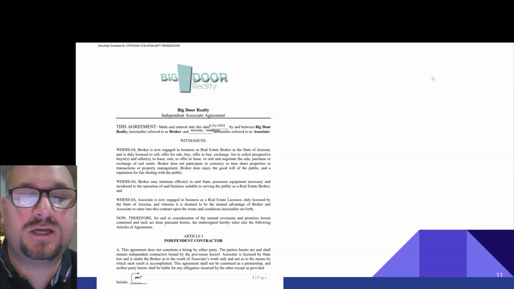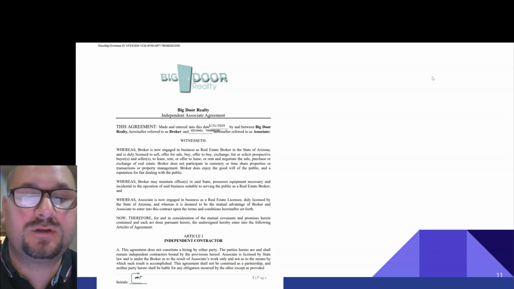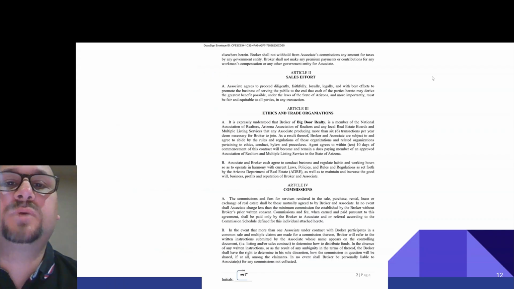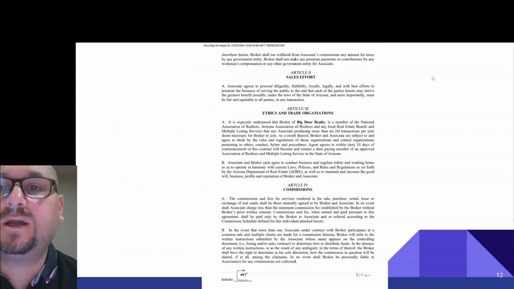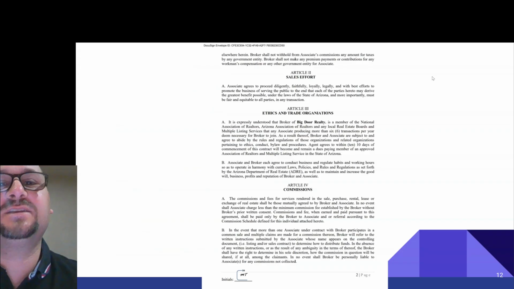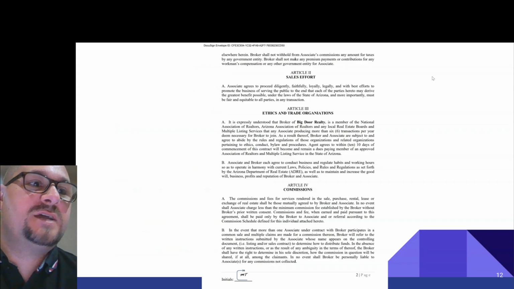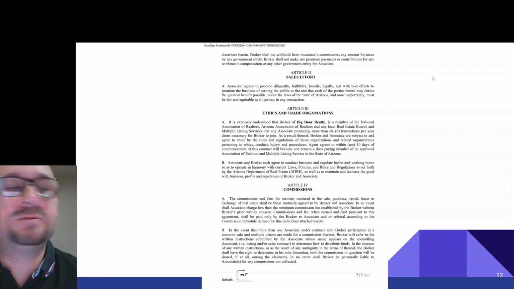This agreement shall not be construed as a partnership, and neither party hereto shall be liable for any obligation incurred by the other, except as provided elsewhere herein. Broker shall not withhold from associates' commissions any amount for taxes by any government entity. So, key thing here, does your broker hold taxes from your paycheck? No. So, do you got to pay the taxes? Yes. So, at the end of the year, you're going to have to pay your taxes. And you have to talk to your CPA, certified professional accountant, on what that is.